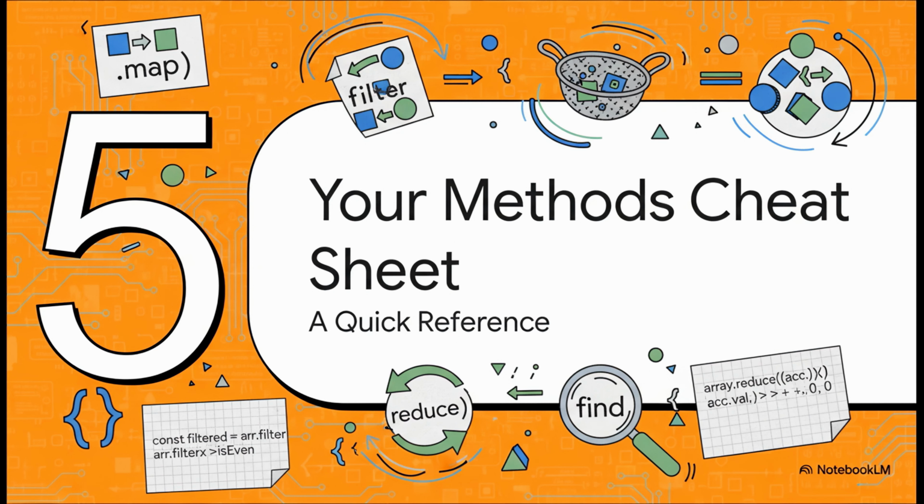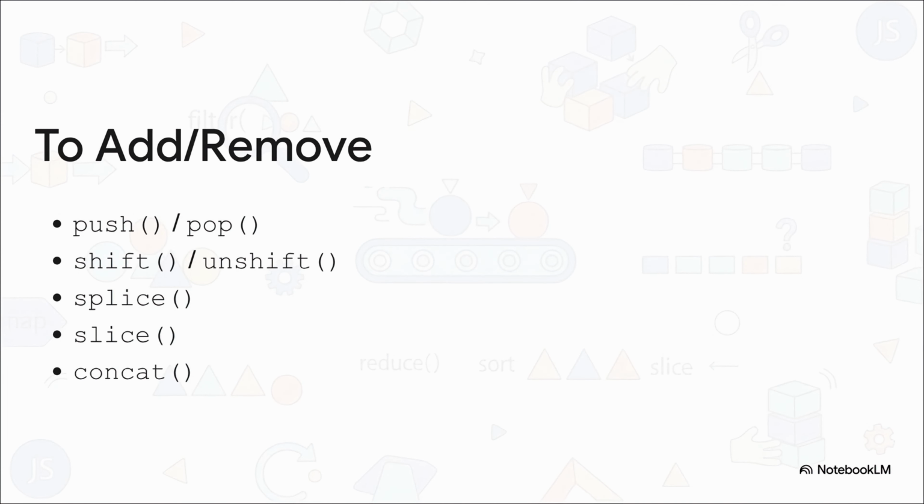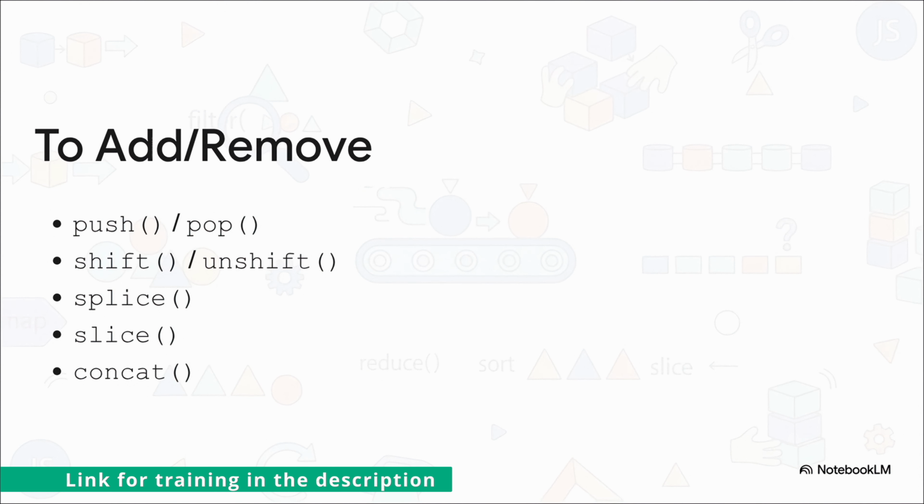Alright, we've gone deep on some of the heavy hitters. Now, as promised, let's switch into rapid fire mode for a cheat sheet of other essential methods to really complete your toolkit. We're going to cover as many as we can right now. Okay, for adding and removing, you've got push and pop for the end of the array. You've got shift and unshift for the beginning. We've talked about splice for modifying things anywhere, and slice for making a nice, clean copy. And finally, concat, which lets you merge two or more arrays together into a new one.